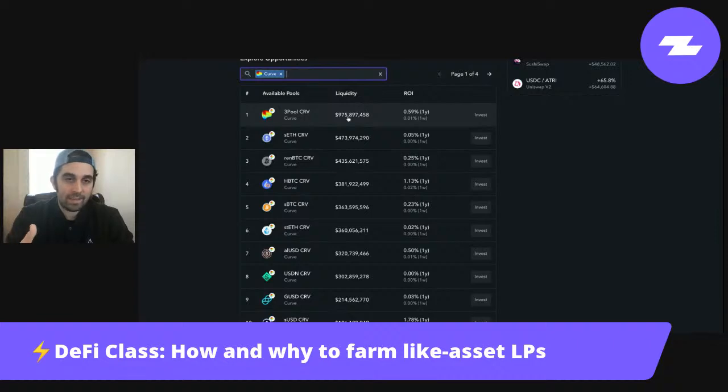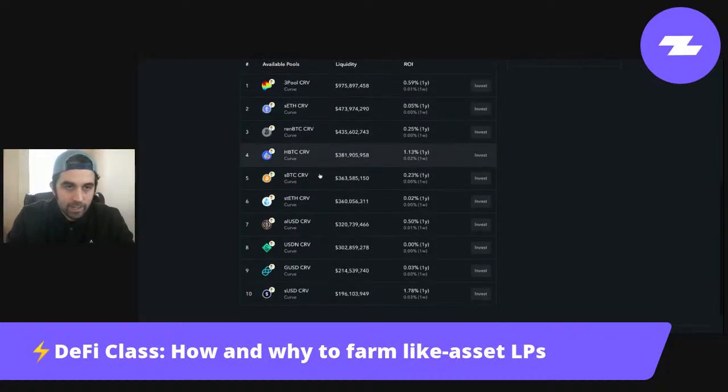Liquidity doesn't mean that I can trust that an LP is safe to use, but it does indicate to me that there's a lot of other folks trusting putting their liquidity there. It also offers me some greater guarantee that I'll be able to exit the LP at a later date when I'm done farming. So you can see here there's stablecoin pools.